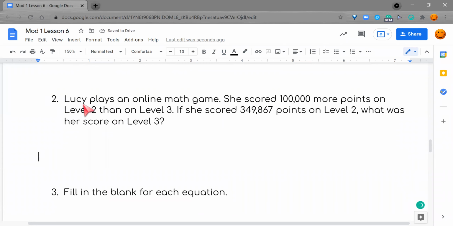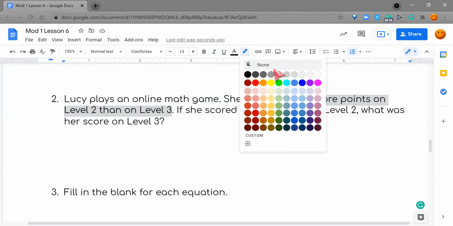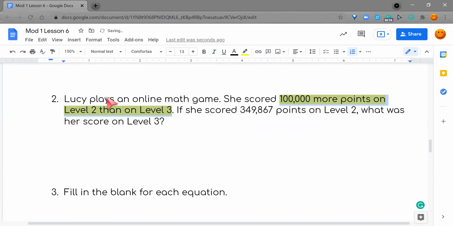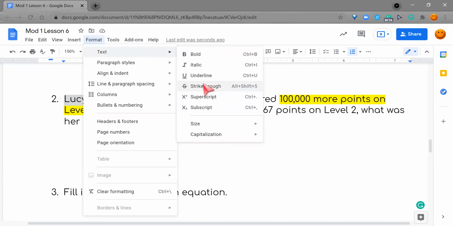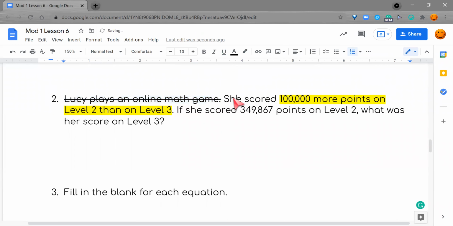I always like to put in a word problem so we can practice what we've learned. Lucy plays an online math game. She scored 100,000 more points on level 2 than on level 3. So I'm going to quick highlight some things I think is important. And I'm thinking this part right here is important because Lucy plays an online game, you guys. As much as this is kind of important, it's not. I'm going to strike that through.